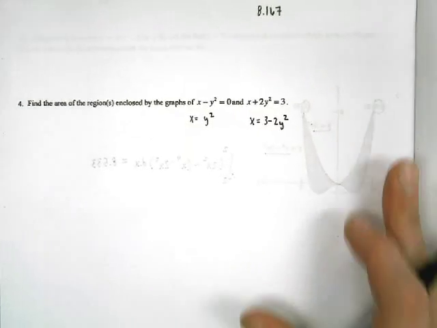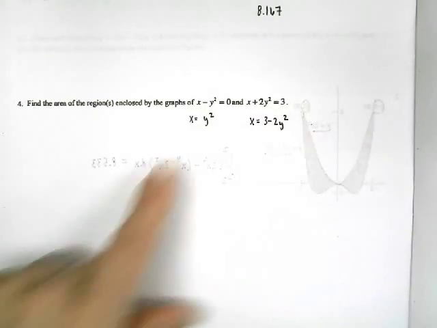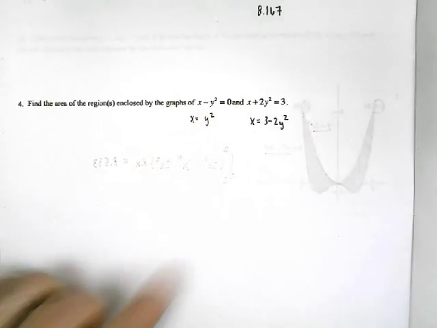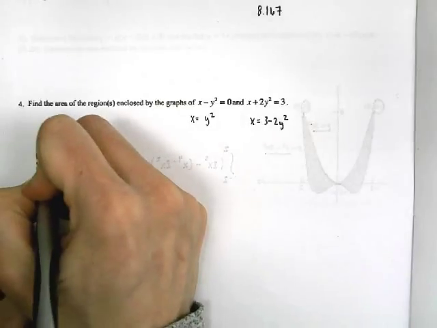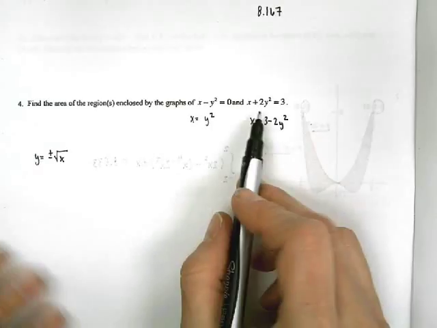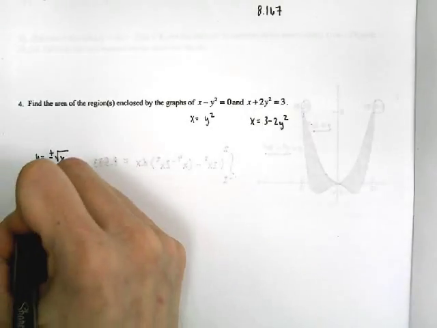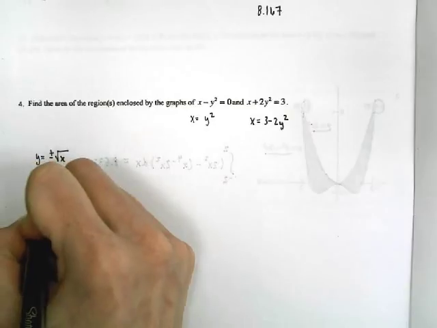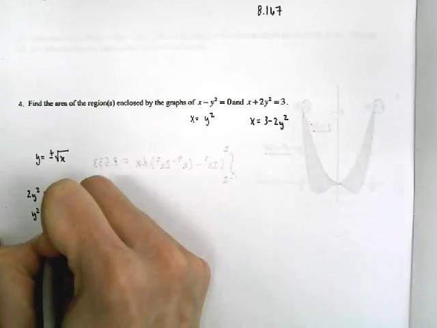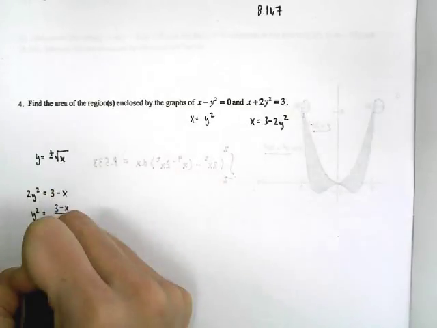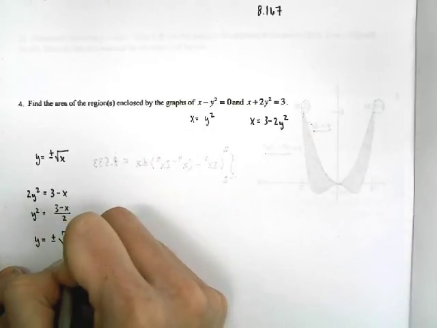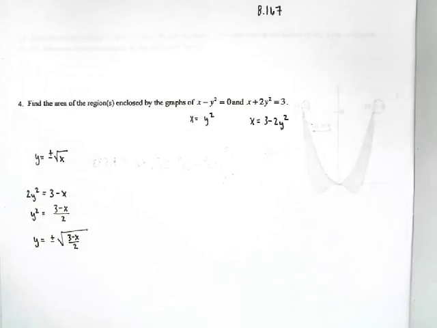Now, I do need to take a step back, because in order to figure out what's the right and what's the left, I need to get a picture for what these functions look like. So I'm actually going to go ahead and solve for y. So if I have x equals y squared, I know that y is positive or negative square root of x. And then here, I would get 2y squared equals 3 minus x. Y squared is 3 minus x over 2. And so y equals positive or negative square root of 3 minus x over 2.